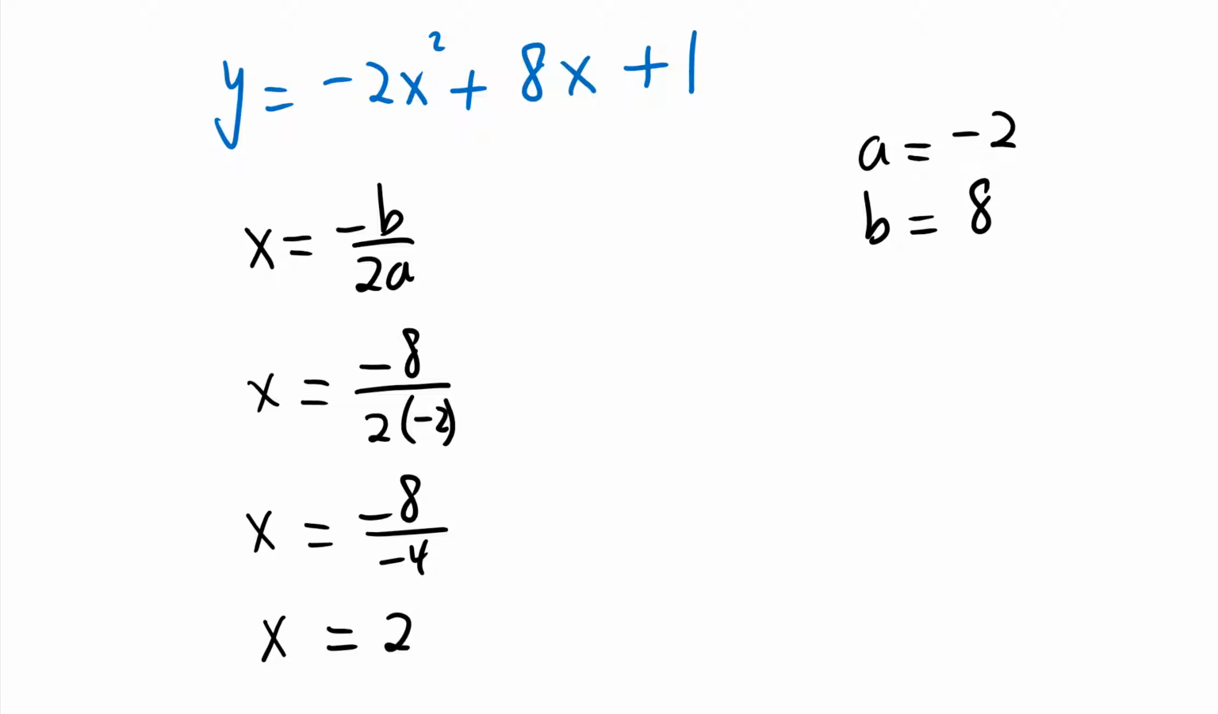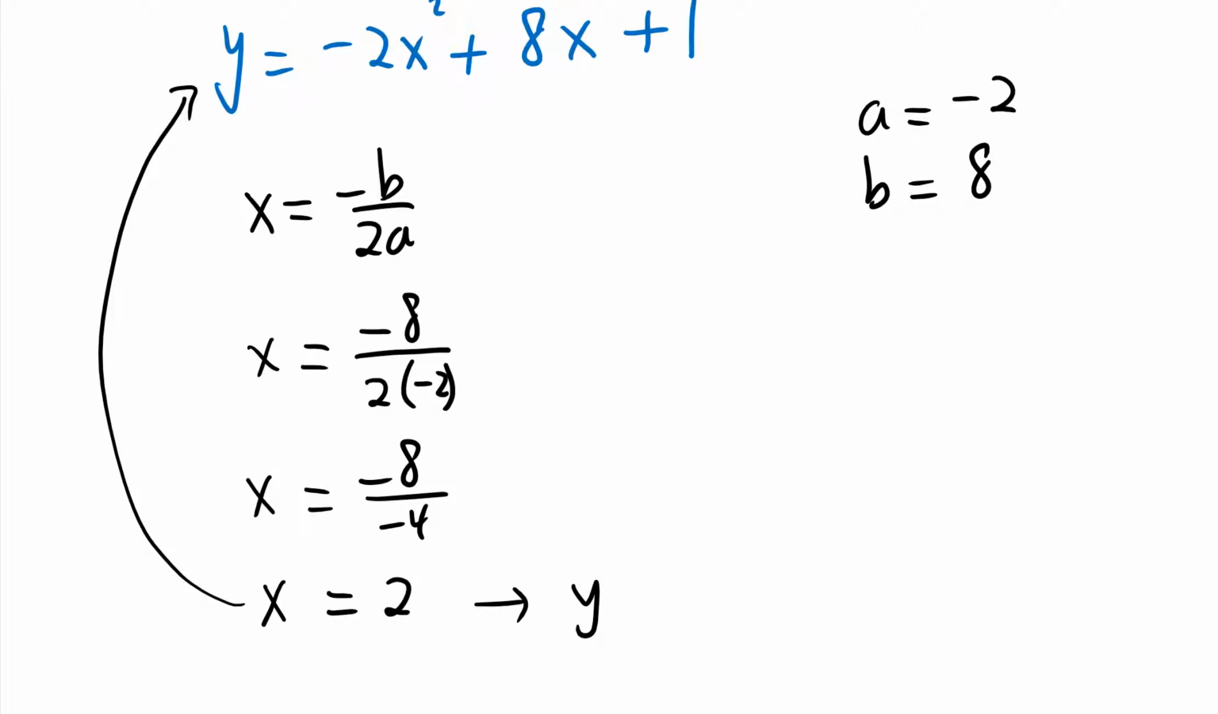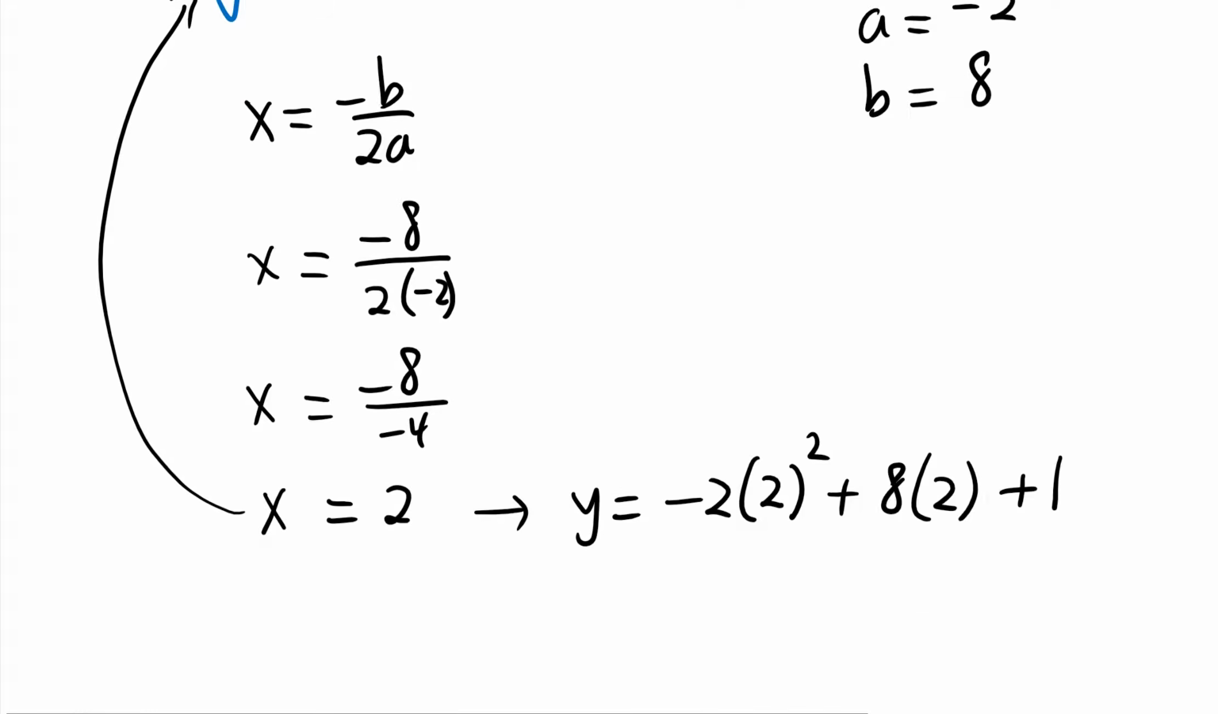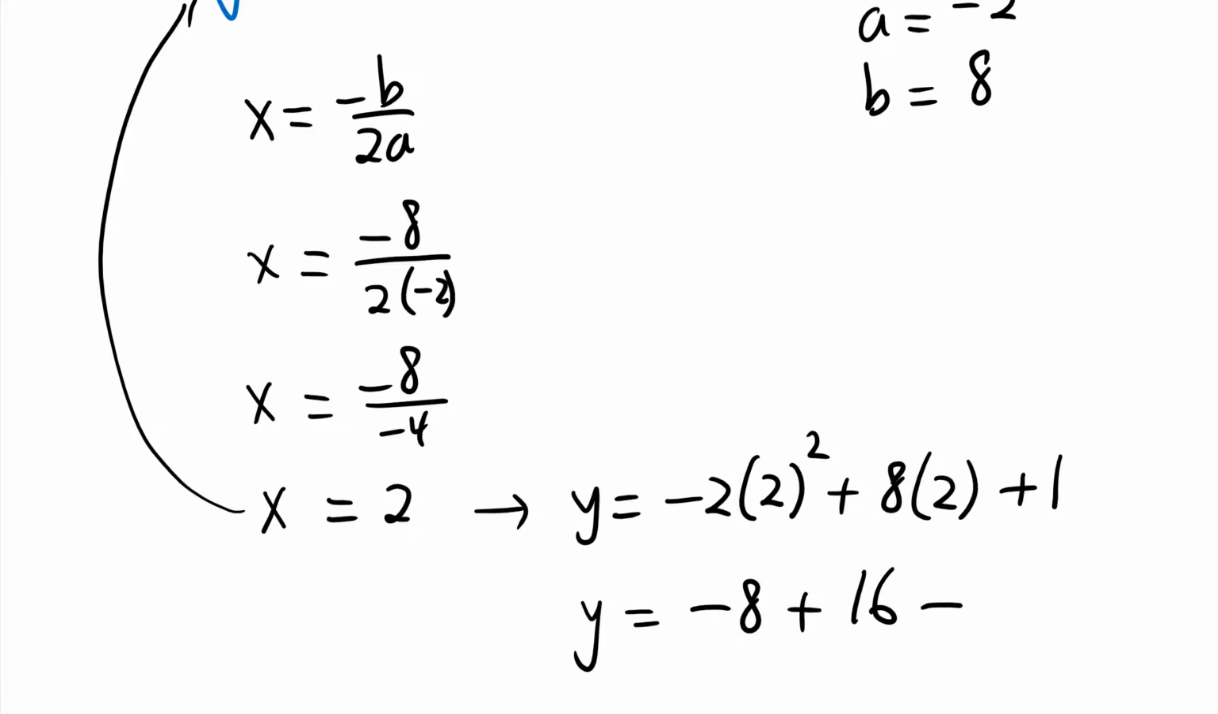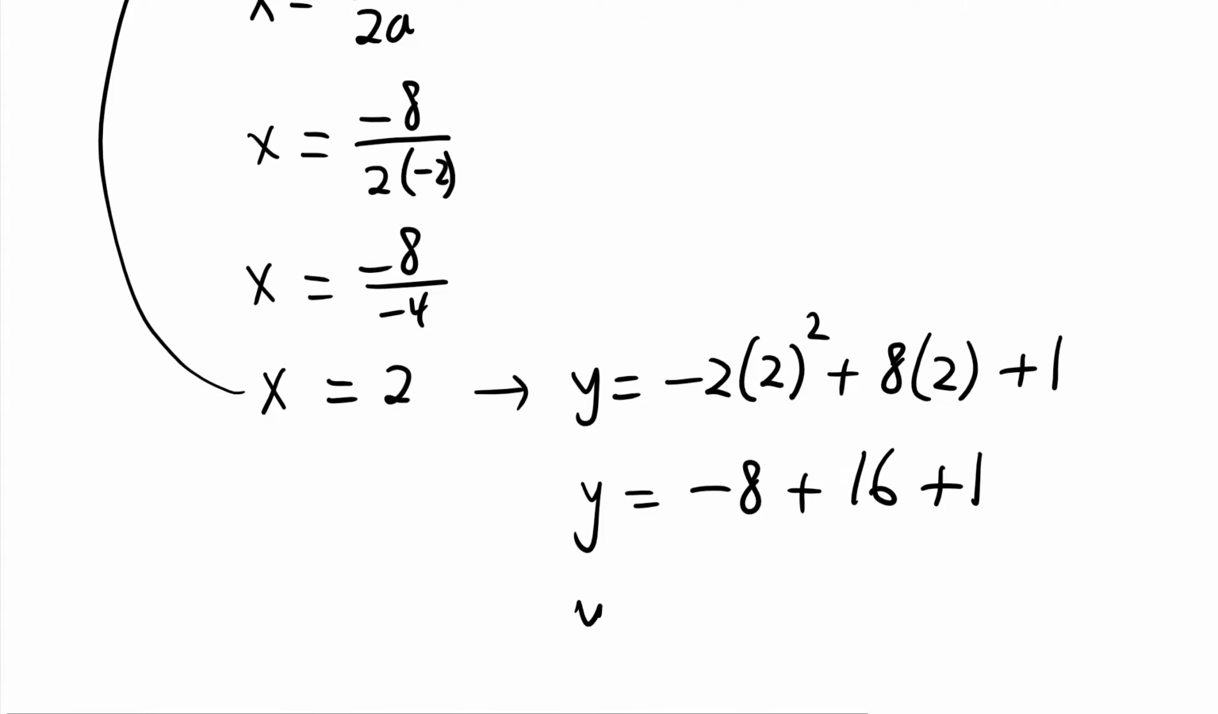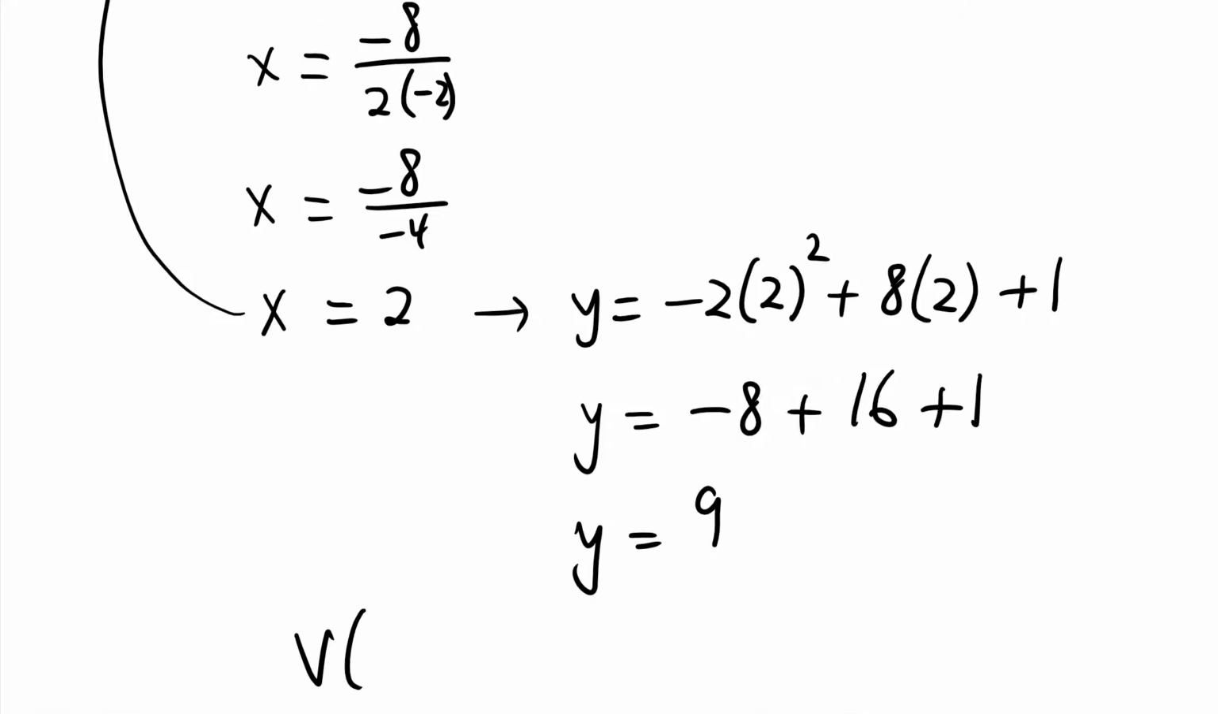So we found the x, but that's not enough. We need the y value as well. So what do we do? We substitute that back in here. So then y would be -2 times 2 squared plus 8 times 2 plus 1. y equals 4 times -2 is -8, plus 16 plus 1. That gives us 8 plus 1, 9. So the vertex has coordinates 2, 9.